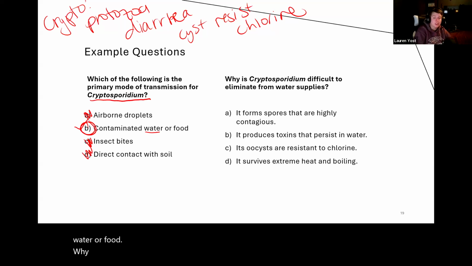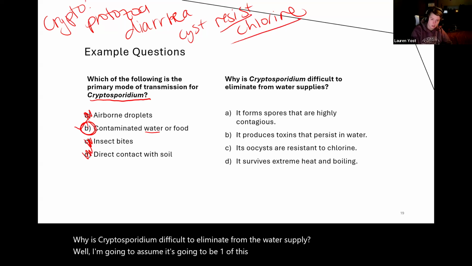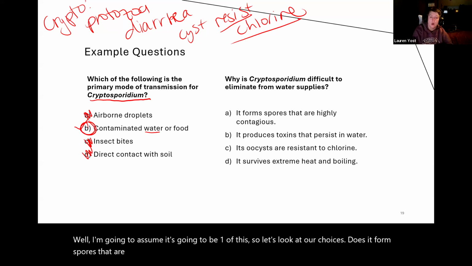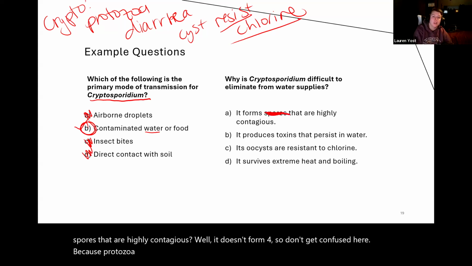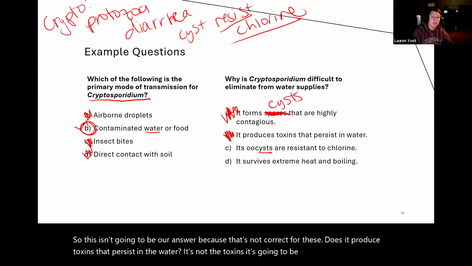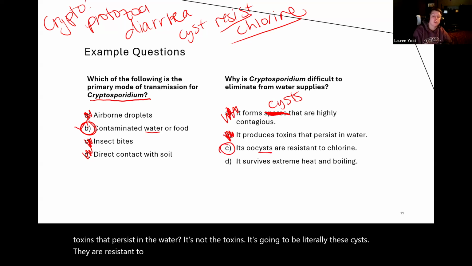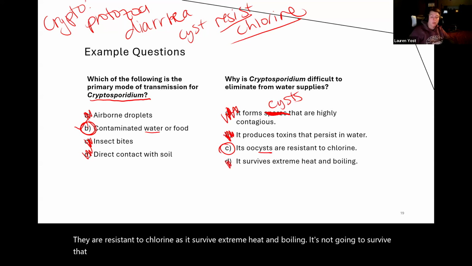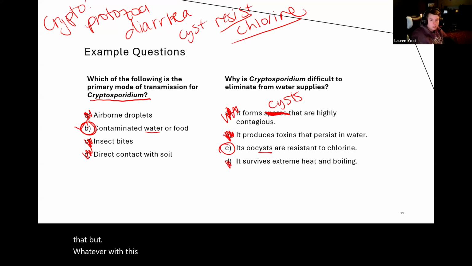Why is cryptosporidium difficult to eliminate from the water supply? Well, I'm going to assume it's going to be one of these. So let's look at our choices. Does it form spores that are highly contagious? Well, it doesn't form spores. So don't get confused here, because protozoa don't form spores. They form cysts. So this isn't going to be our answer. Does it produce toxins that persist in the water? It's not the toxins. It's going to be literally these cysts. They are resistant to chlorine. Does it survive extreme heat and boiling? It's not going to survive that. So it's going to be the cysts.